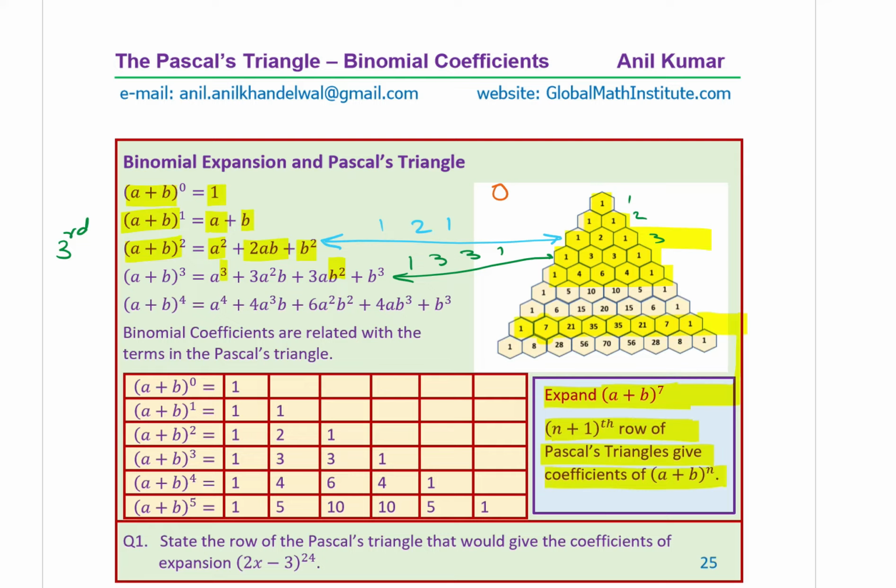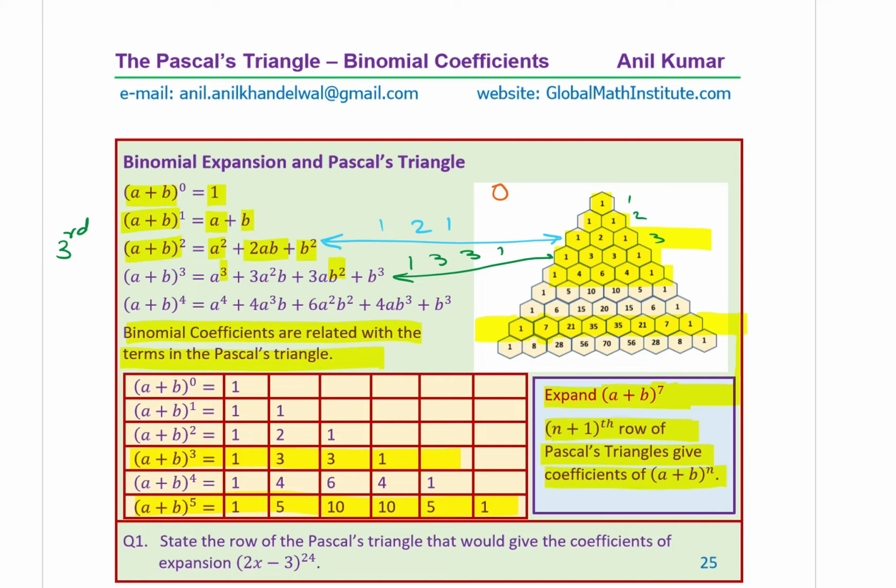Here I've made another table for you with just the coefficients, right? For example, for (a plus b) whole cube, the coefficients are 1, 3, 3, 1. Perfect. That is how you could do it. Now, if you want to expand the 7th power, you could extend this pattern and get to the 7th row, which will look like this. Then you can easily write down the expansion for the 7th power. So binomial coefficients are related to the terms in Pascal's triangle, as we have just learned.